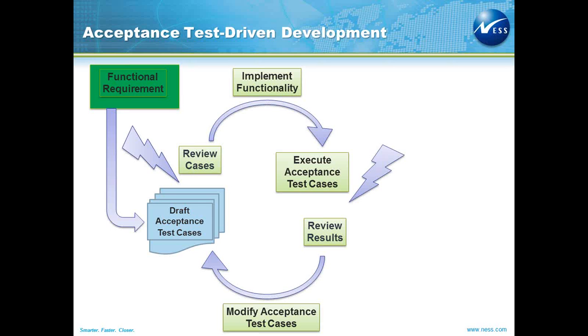After reviewing the results, if there are any changes required to the acceptance tests due to some change in the requirement, they can be made, and this cycle will repeat until all your acceptance tests pass. And once all your acceptance tests pass, the user story would get accepted. So this, in a nutshell, is what acceptance test driven development is.